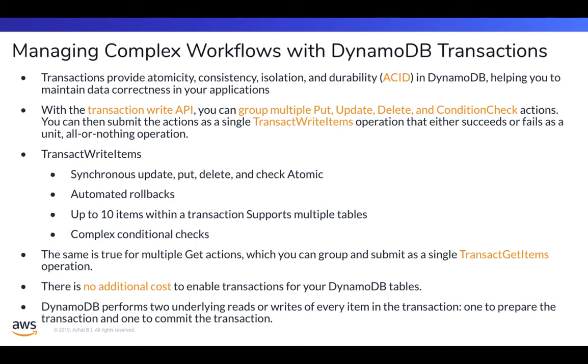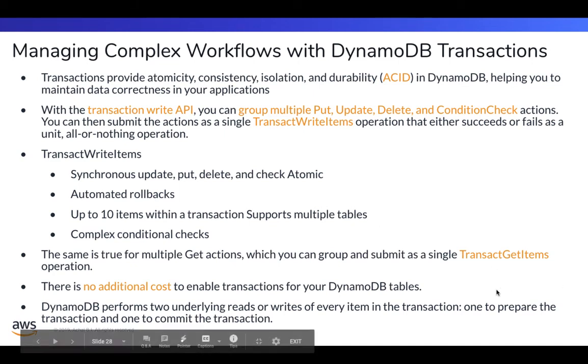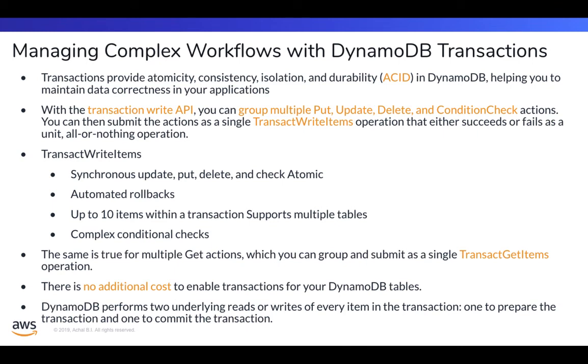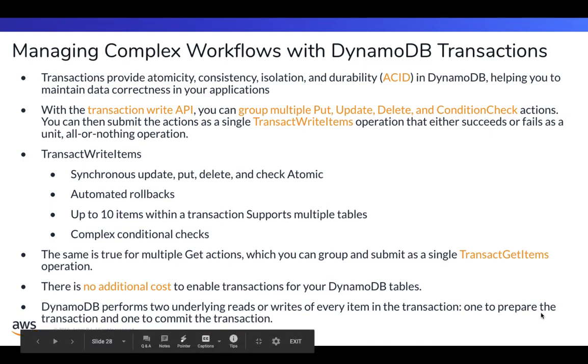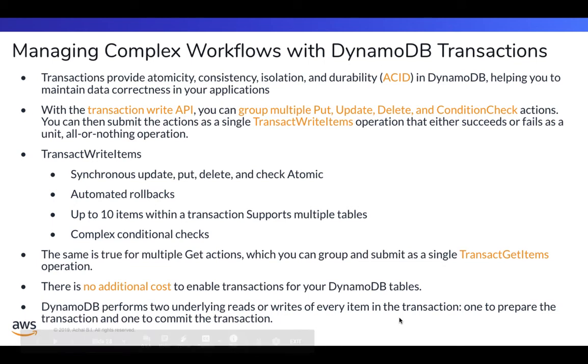The same features are also supported by transaction get items, which is basically a read API. These are provided at no additional cost, but to perform this transaction, there will be two additional requests used. There will be one to prepare the transaction and one to commit the transaction, so there will be two separate underlying reads or writes for every item in the transaction.